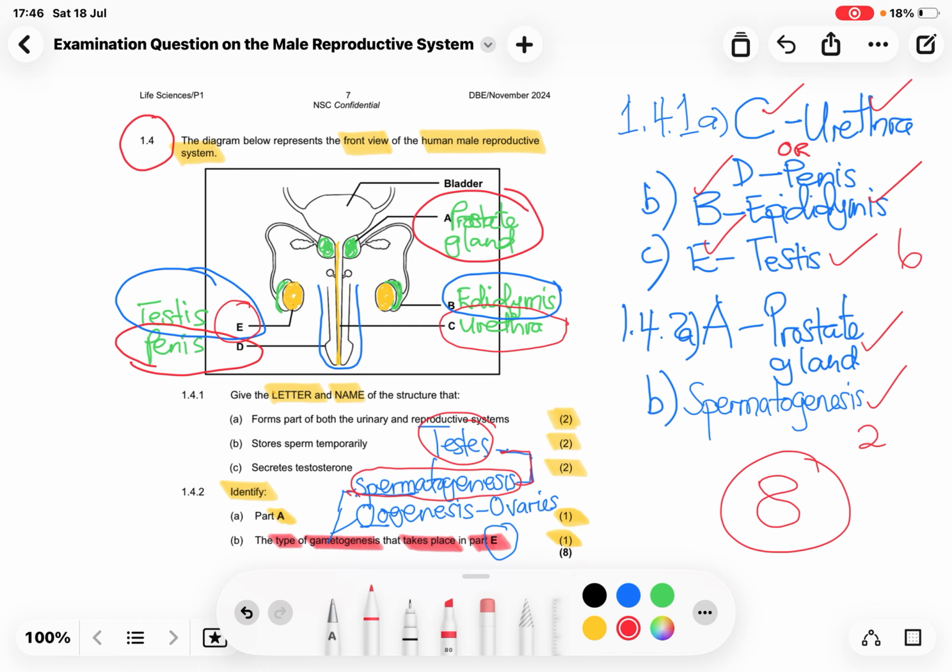This is an easy question, guys. This is an easy question. I expect everybody to be in a position to answer this question and get the total marks.